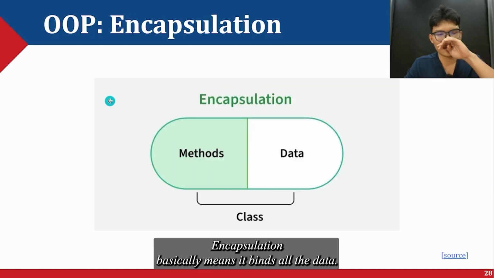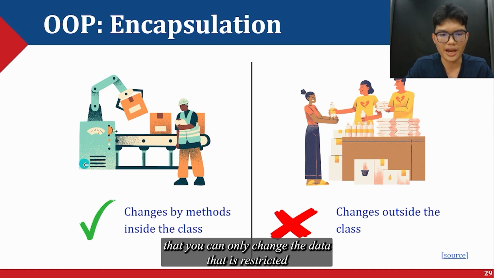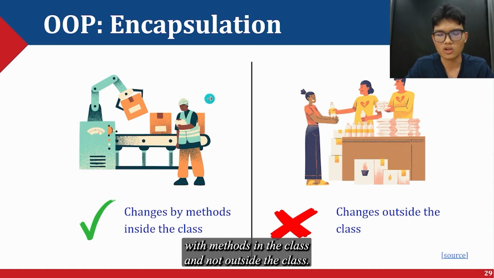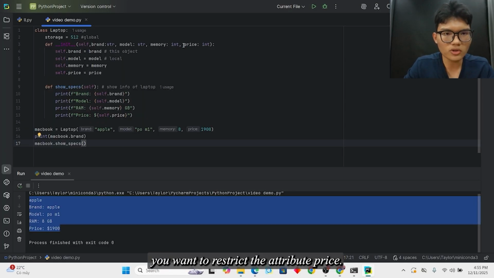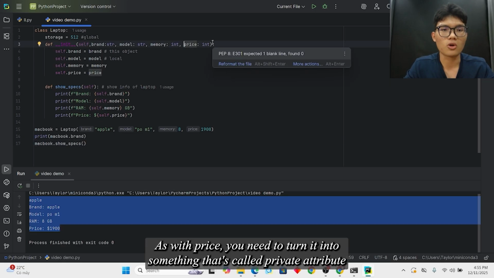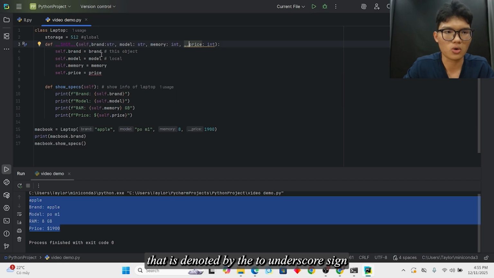Next is encapsulation. Encapsulation in OOP basically means it binds all the data in a unit with all the methods that operate on the data. Basically it means that you can only change the data that is restricted with methods in the class and not outside the class. What I mean by this is that, for example, you want to restrict the attribute price. You need to turn it into something called a private attribute. That is denoted by the double underscore before the attribute name.